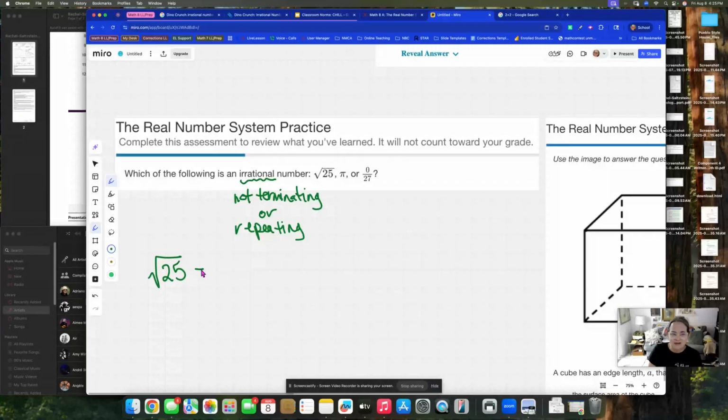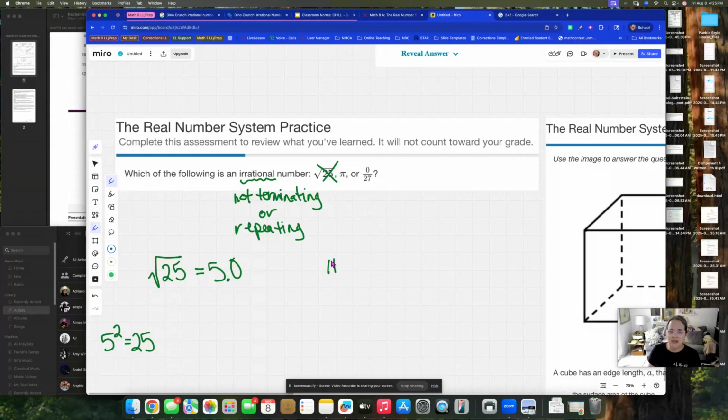Okay, I had a student once who called square roots unsquaring. So it undoes squaring a number. 5 to the second power, or 5 squared, is 25. So if you square root 25, you're undoing it. You're unsquaring it. So that guy's terminating, right? It's just 5.0. Okay, he terminates, he ends.